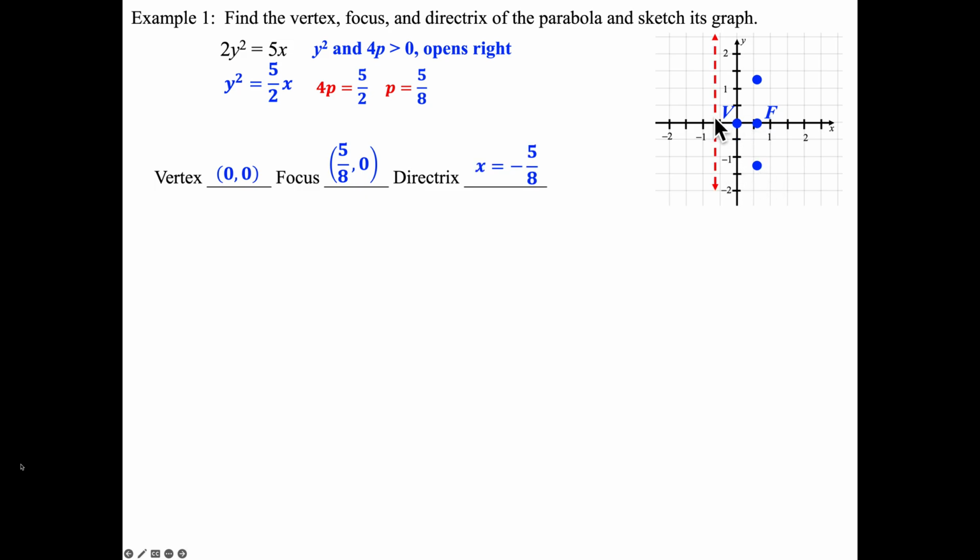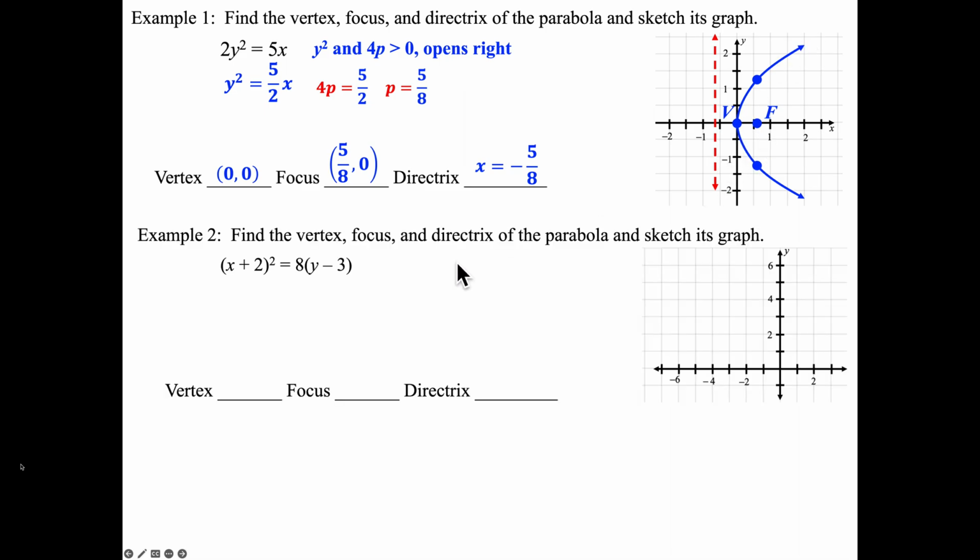Like I said, then negative 5/8 to the left gives me my vertical directrix line, x equals negative 5/8. And then we'll just draw in our parabola. Now, for me on the test, you don't have to go very far past this point right here. All right.